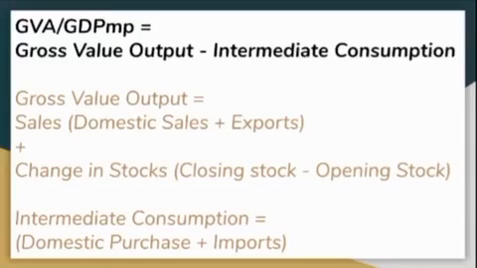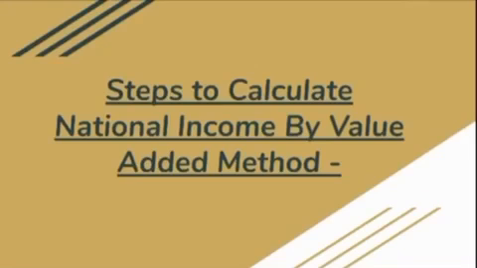So as per our formula, we have got the value of gross value output. Now we need the intermediate consumption. If it is given directly, then it's okay. If not given, then what are its components? Intermediate consumption is equal to domestic purchase plus imports. So wherever in the question domestic purchase is given, we will assume that it is our intermediate consumption, or if imports is given, then we will add it to the domestic purchase and it will comprise our intermediate consumption. And by applying this formula, we will get the value of GDP-MP.